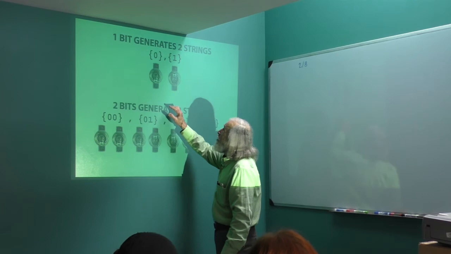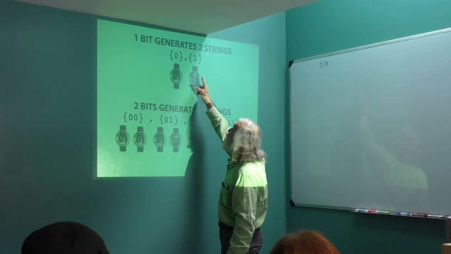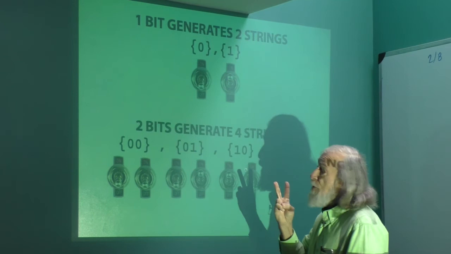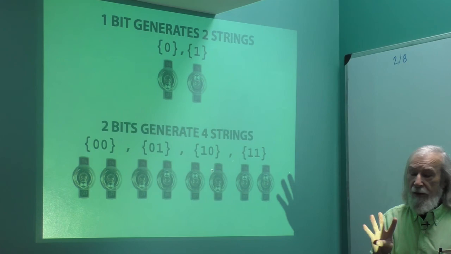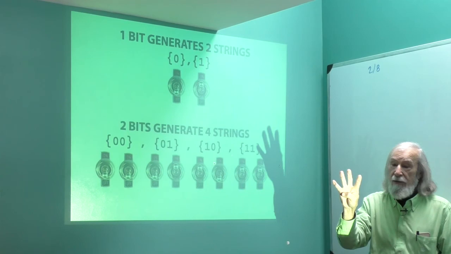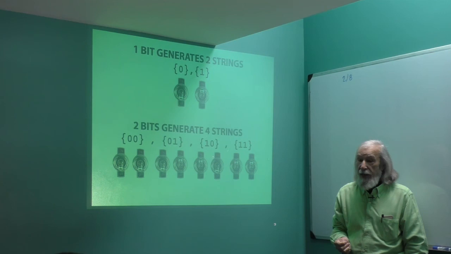Well, with one bit, when it's on, we get one string, and when it's off, we get the other string, a zero and one. But look what happens when you have two bits. This is really important. With two bits, we get four strings. Not two strings. We get four. So the bits increased from one bit to two bits, but the strings increased from two strings to four strings. And here they are. You can see them.